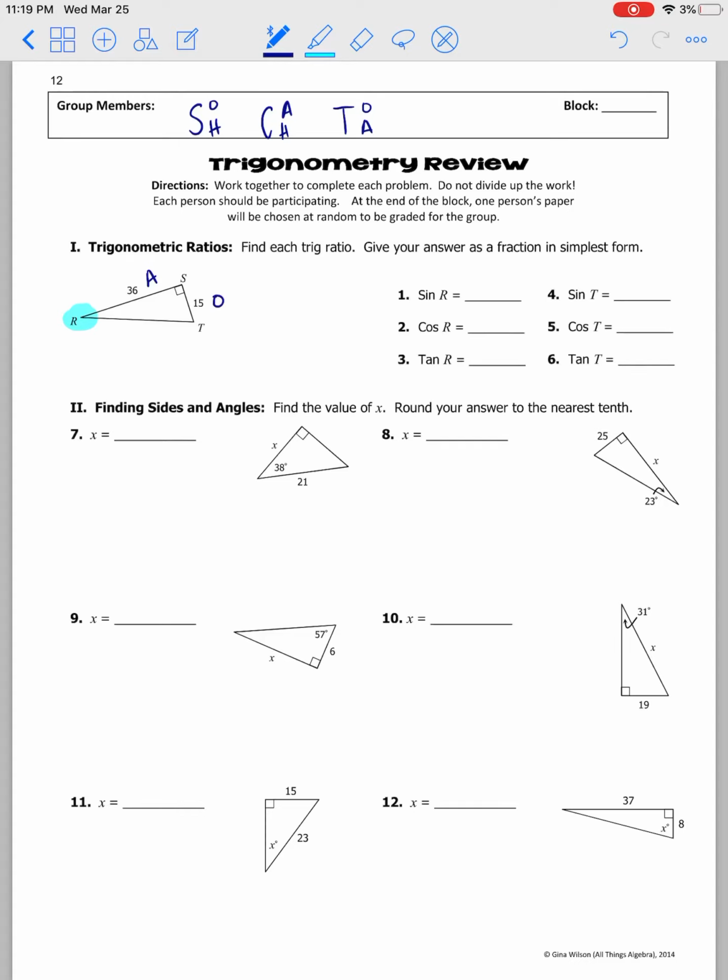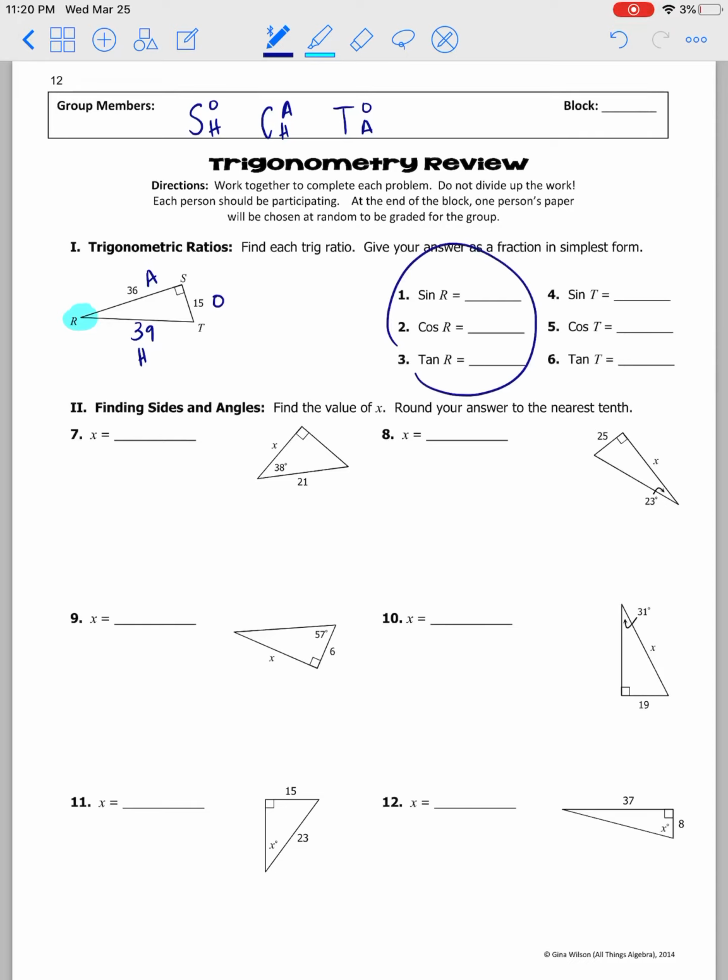Hint, you're using the Pythagorean theorem to do that. So it's going to be 36 squared plus 15 squared equals c squared. And you should get 39. If you didn't, pause, redo it. All right, that is reasonable. It is larger than the two legs, so we're good. All right, 39 is the hypotenuse. So now we can answer these questions.